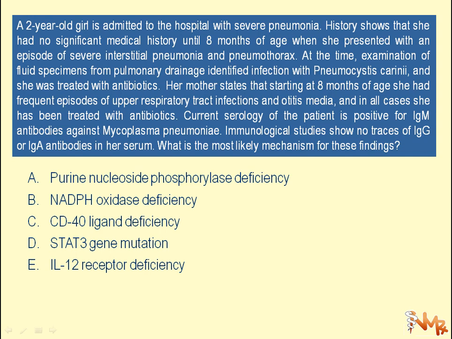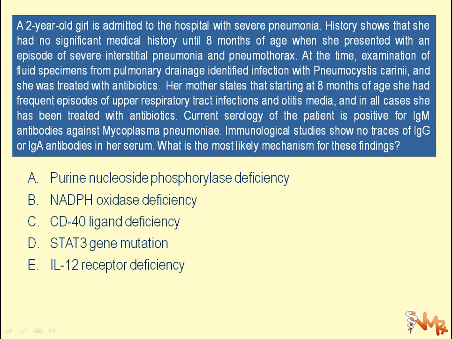Current serology of the patient is positive for IgM antibodies against Mycoplasma pneumoniae. Immunological studies show no traces of IgG or IgA antibodies in her serum. What is the most likely mechanism for these findings? Purine nucleoside phosphorylase deficiency, NADPH oxidase deficiency, CD40 ligand deficiency, STAT3 gene mutation, interleukin-12 receptor deficiency.